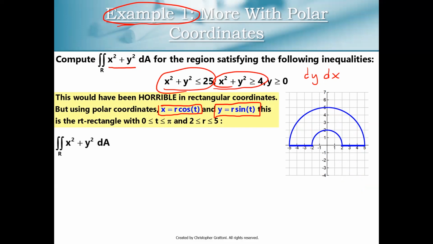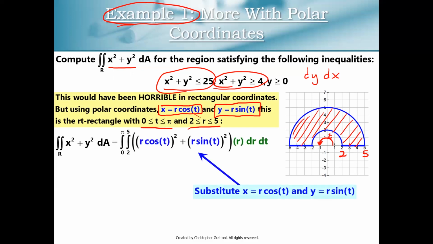All right, so I know that this thing doesn't look like a rectangle to you, but this is the weirdest looking rectangle you've ever seen in your life, because if we map this over to rt space, it really is a rectangle because t goes from 0 to pi. So our angle t rotates from 0 to pi, and r varies from 2 to 5. So this is an rt rectangle. So we can do our change of coordinates here.